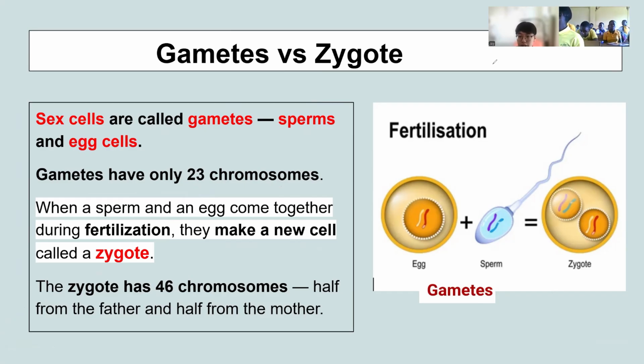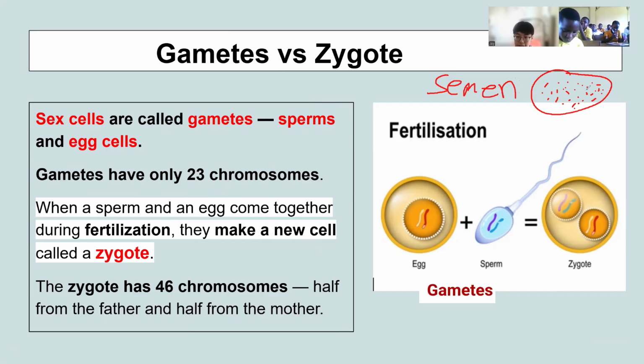So to clarify, semen has billions of sperm inside, right? That's what semen is, and that's what comes outside our body. For males, semen is what comes outside, but sperm is inside the semen. So it doesn't have any color that way. Any other questions for today?